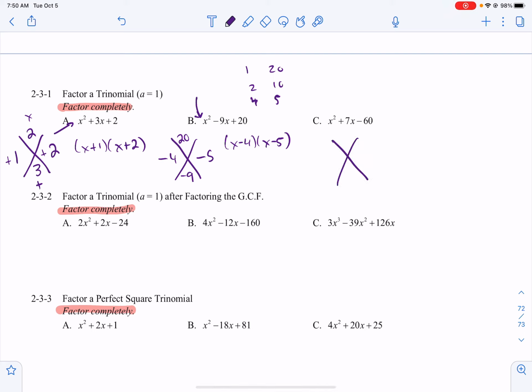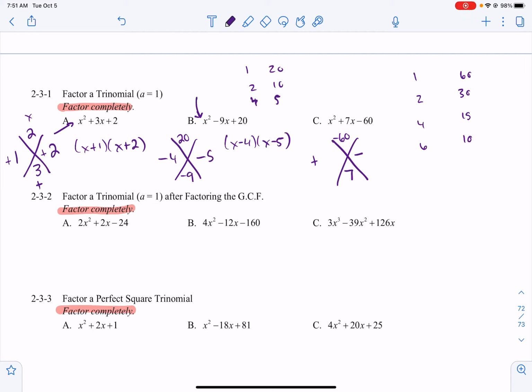C, no greatest common factor. So negative 60 on top, 7 on the bottom, and I start my list. Now, one is going to be positive, one's going to be negative because they multiply to a negative. So I'm really looking for numbers that are 7 apart from each other, not add up to 7, because since one is positive, one is negative, one of them is going to get subtracted from the other. So I've got 1 and 60. I've got 2 and 30. Those are too far apart. I've got 4 and 15. Those are still too far apart. I've got 6 and 10.